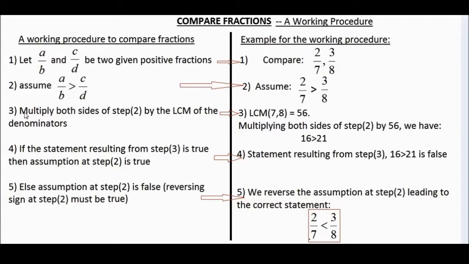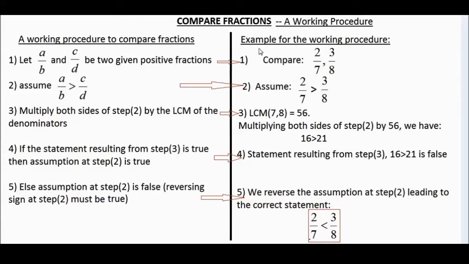In step 3, multiply both sides of step 2 by the LCM of the denominators b and d. B and d are the denominators. Get their LCM and multiply this inequality with the LCM on both sides. If the statement resulting from step 3 is true, then the assumption at step 2 is true. So whatever comes out of step 3, if it is true, then this assumption is true. Else the assumption at step 2 is false. So reversing the assumption must be the true statement. So that's how we determine the sign between these two fractions, as to which one is larger than which.